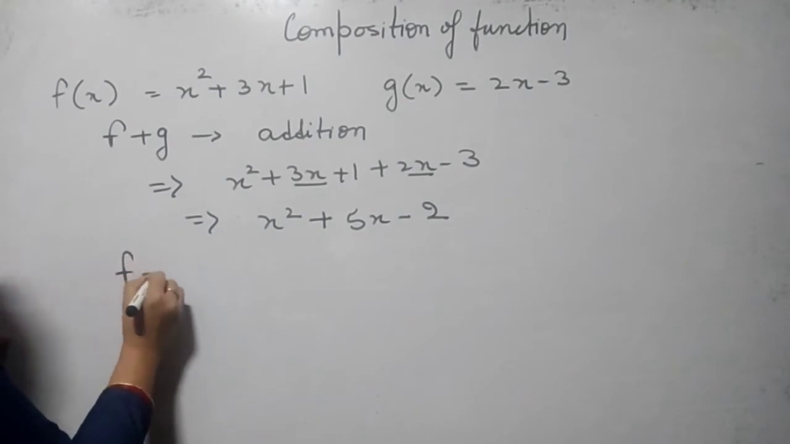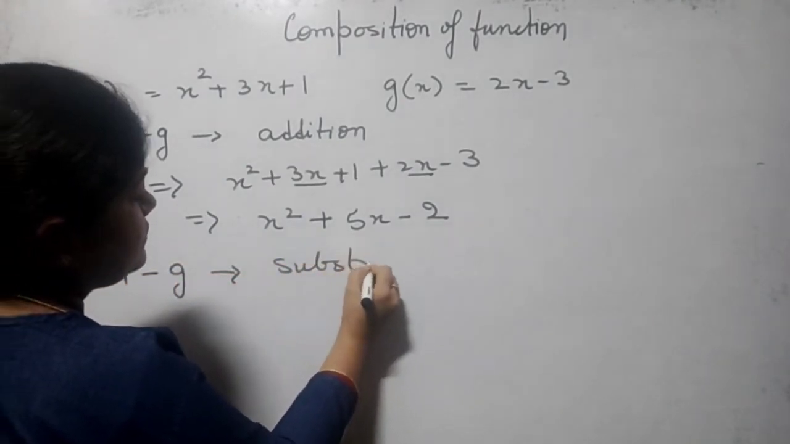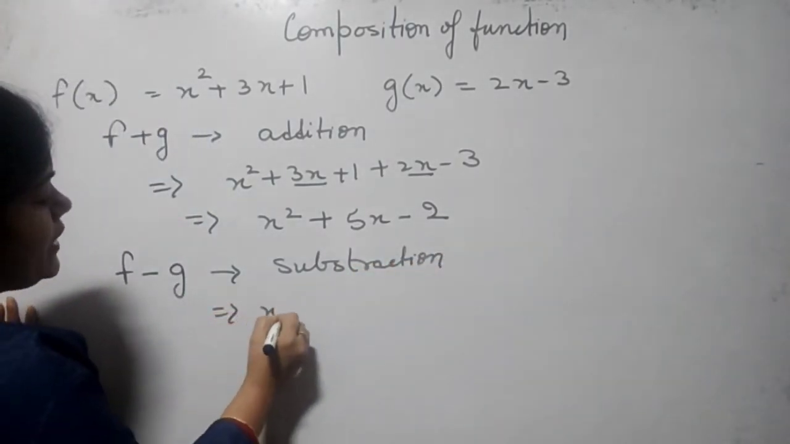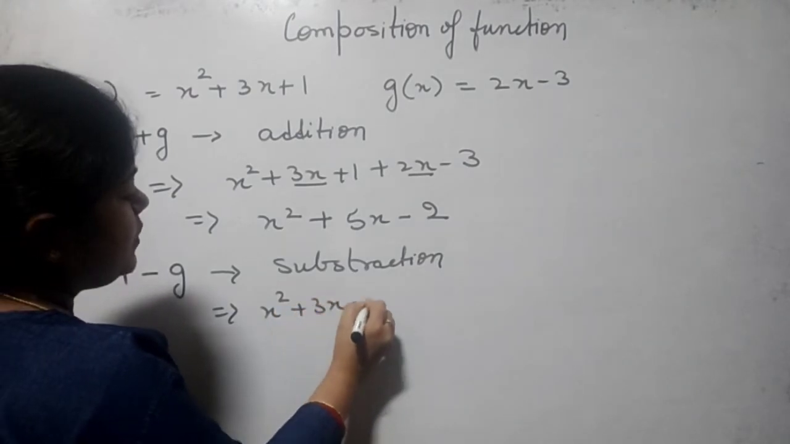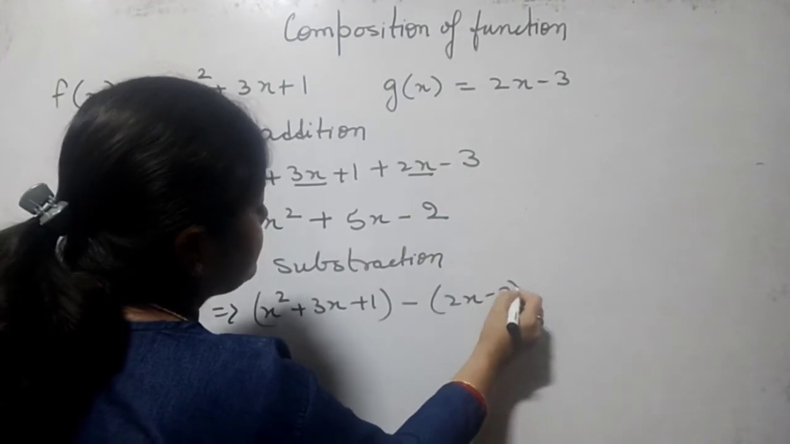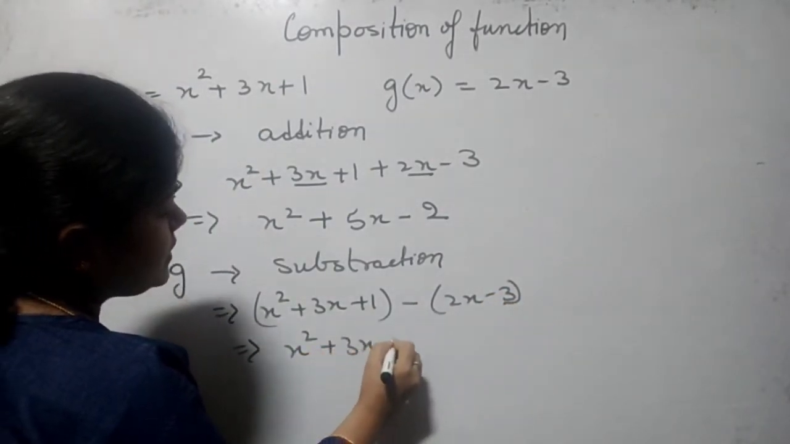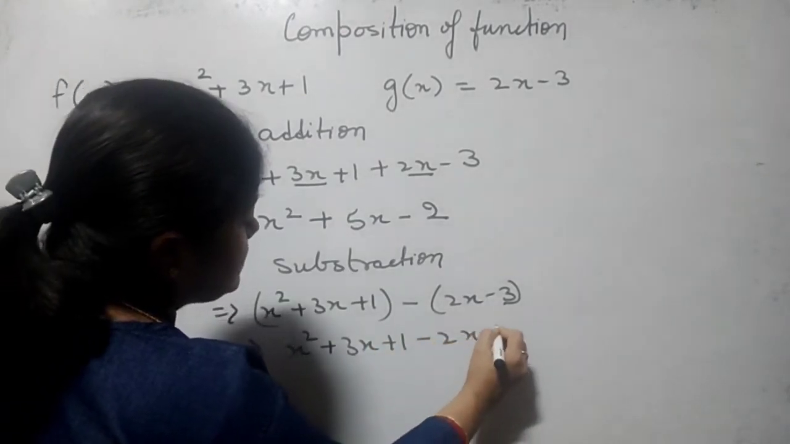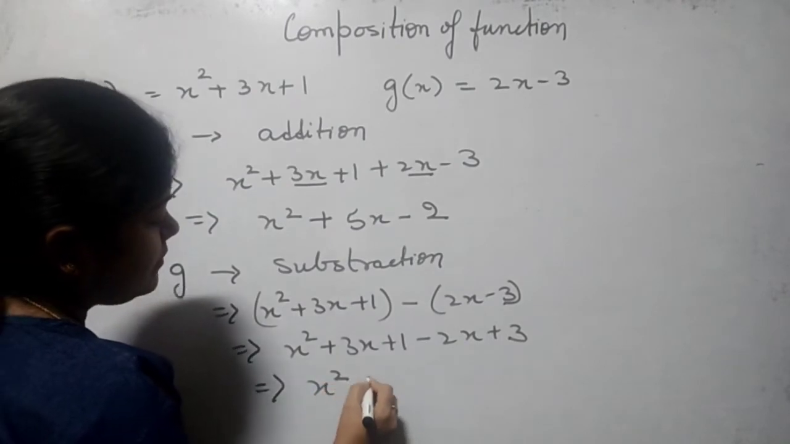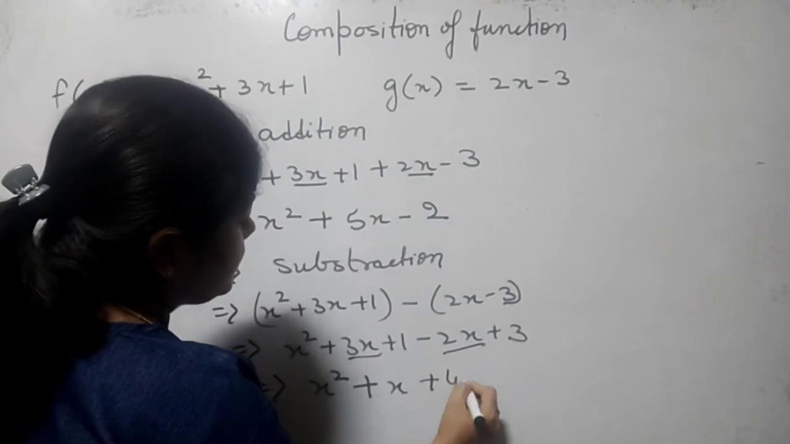Next one, subtraction of the two functions. Now, what we do, x square plus 3x plus 1 minus 2x minus 3. And what we get, x square plus 3x plus 1 minus 2x plus 3. So it becomes x square plus x, 3x minus 2x is x, plus 4.